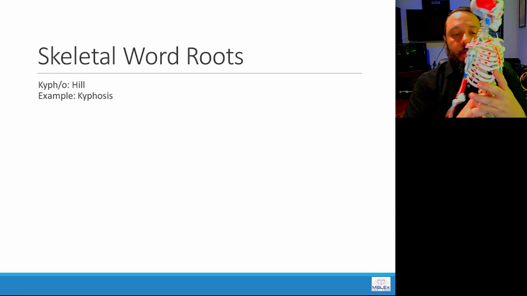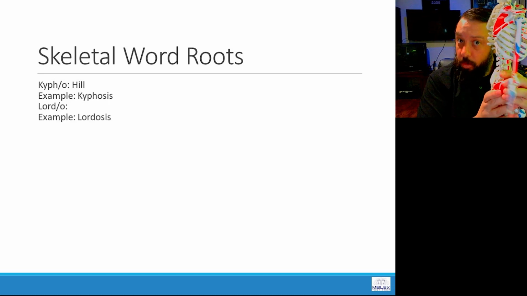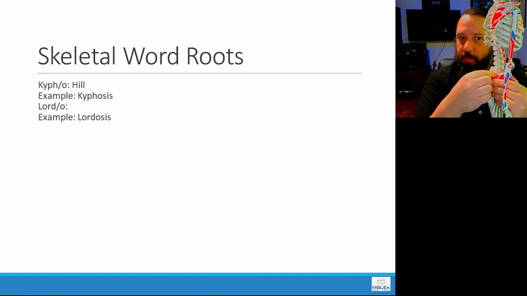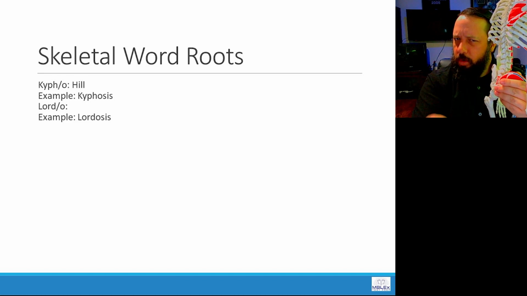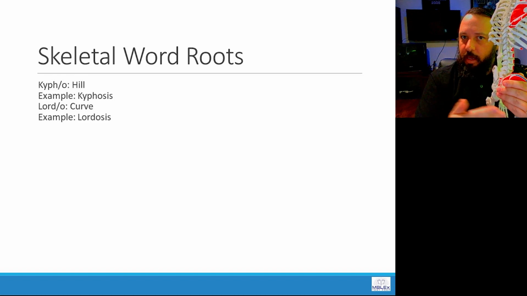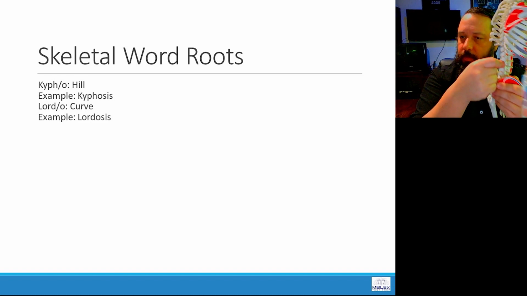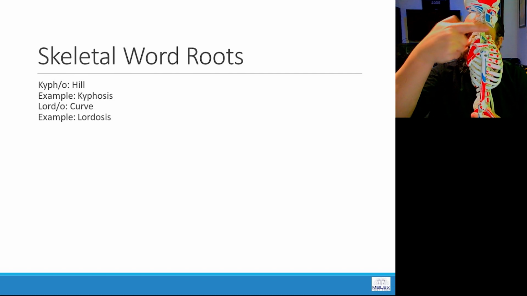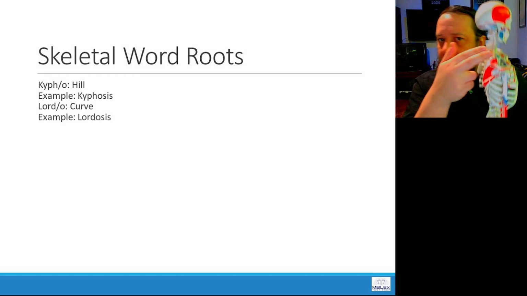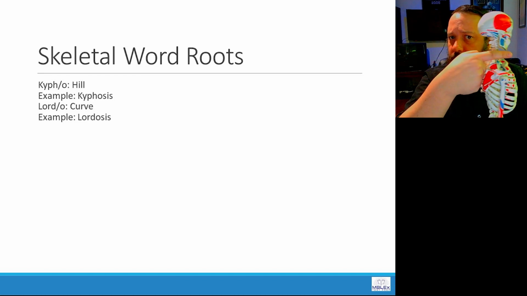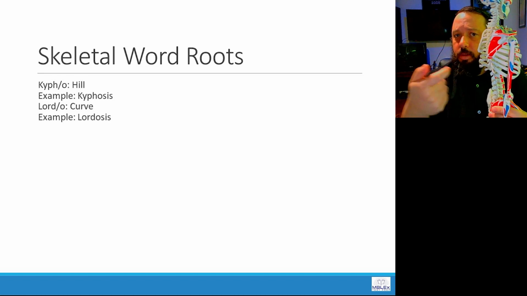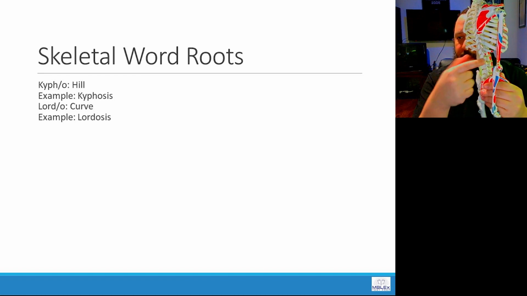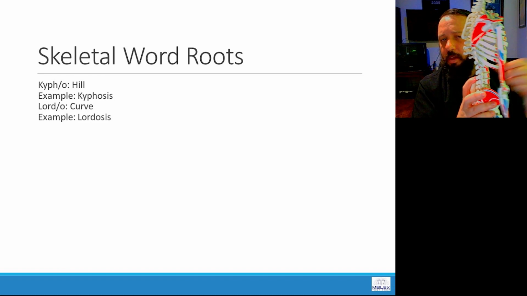Kypho, hill. Then we have lordo, like lordosis. Okay, let's go right down here. This is a lordotic curve, right? So lordo means curve. Lordosis is a hypercurvature of either the lumbar or cervical vertebrae, because those are curvatures that go anteriorly. They are lordotic curves, right? The lordotic curve goes anteriorly as opposed to kyphotic, which goes posteriorly or dorsally. So lordosis would be an increase in that curve that goes anteriorly.